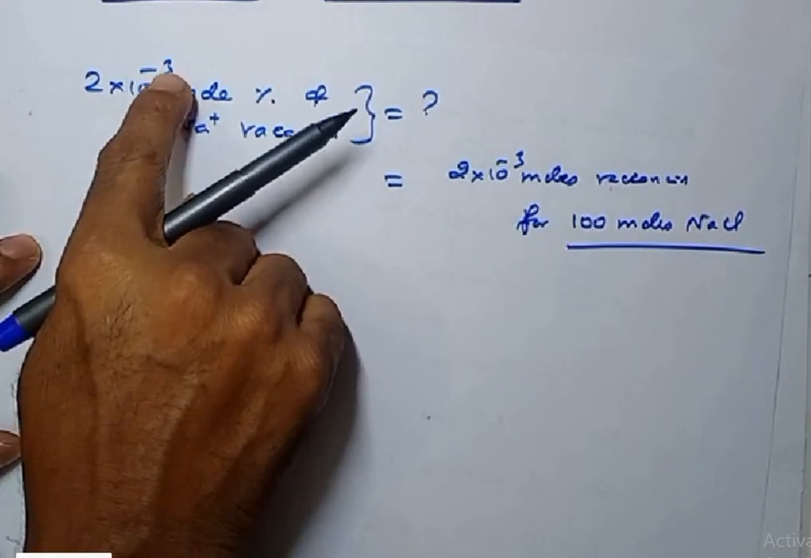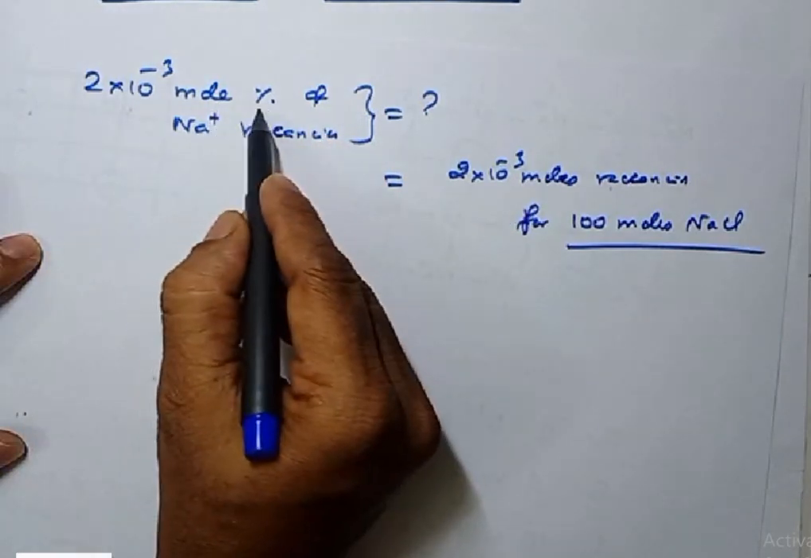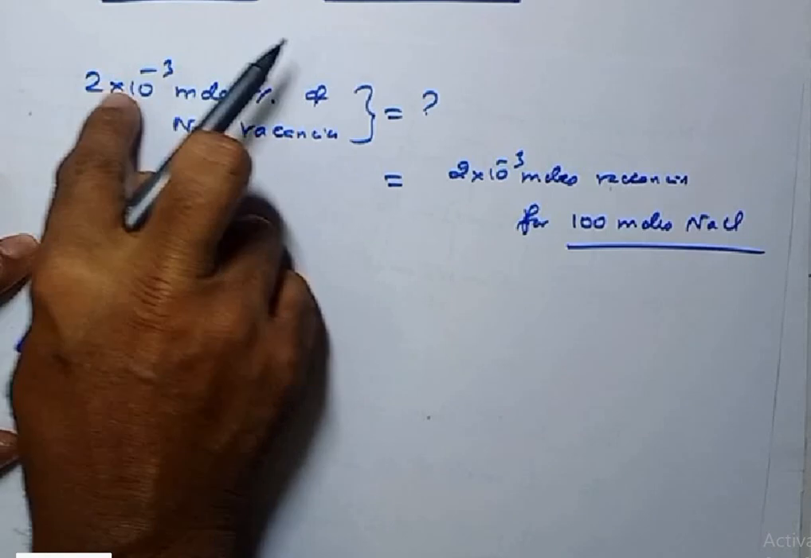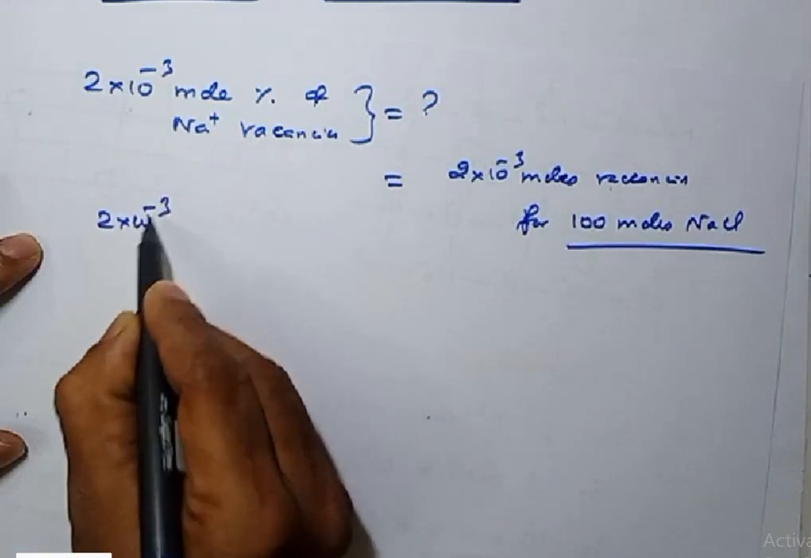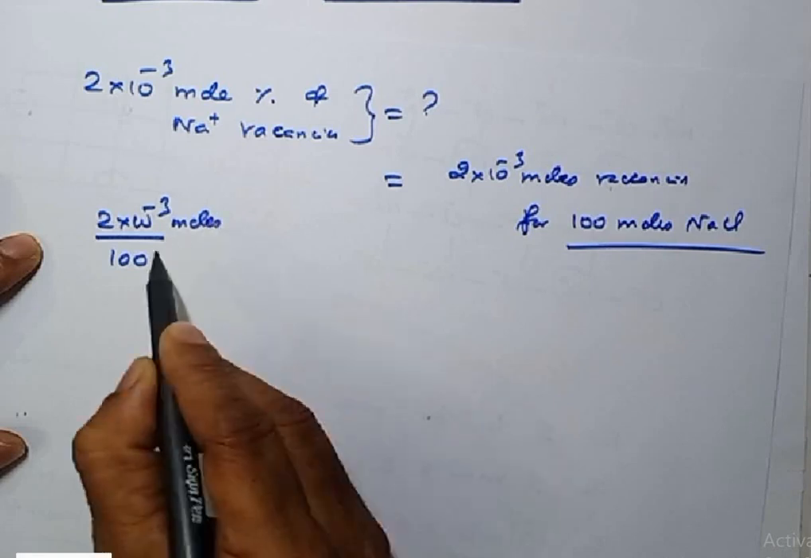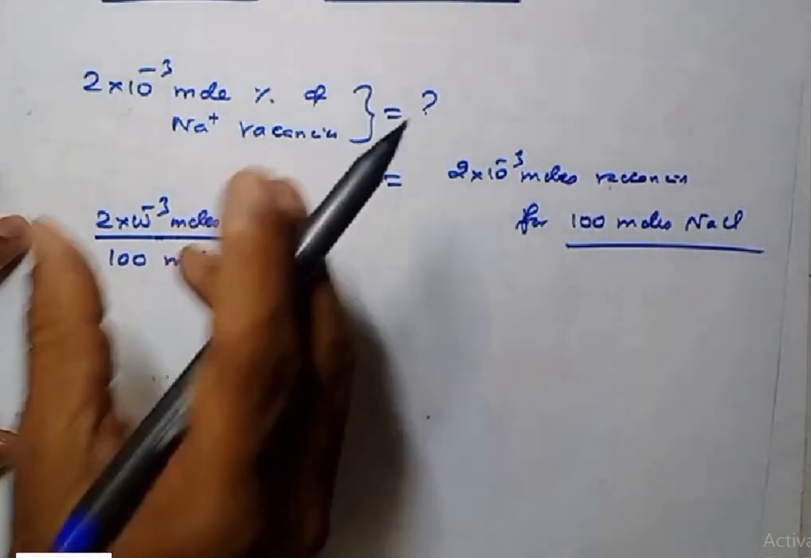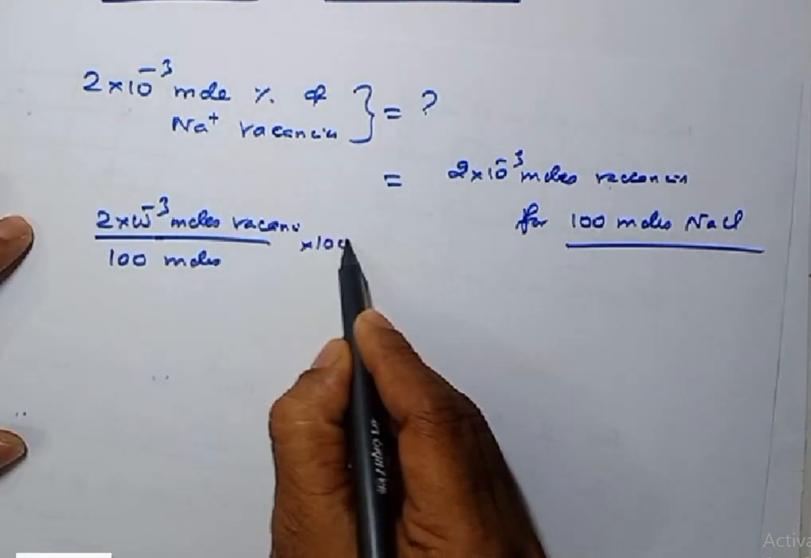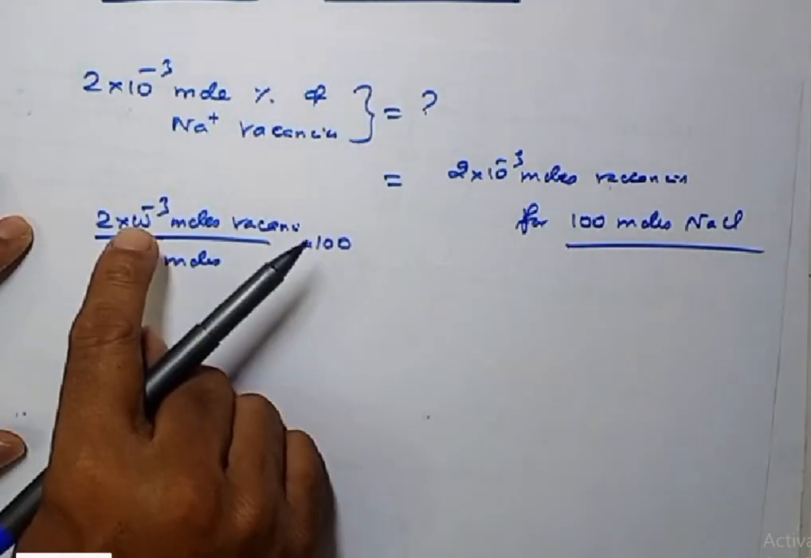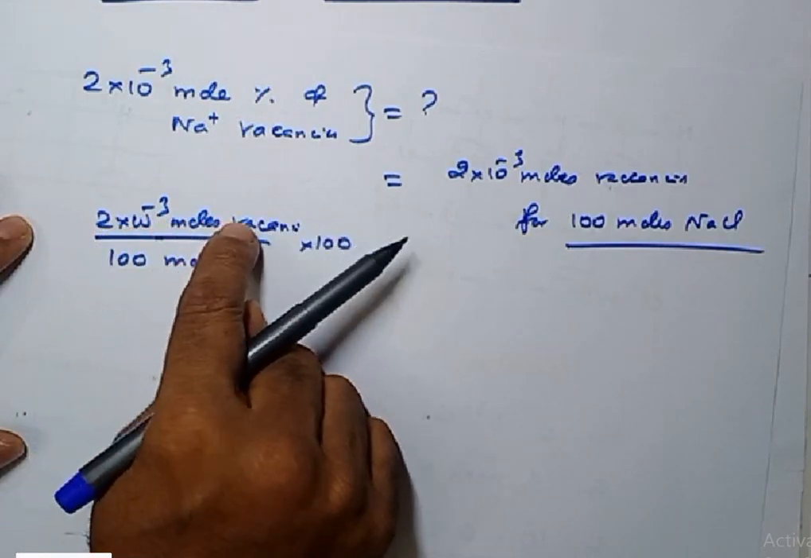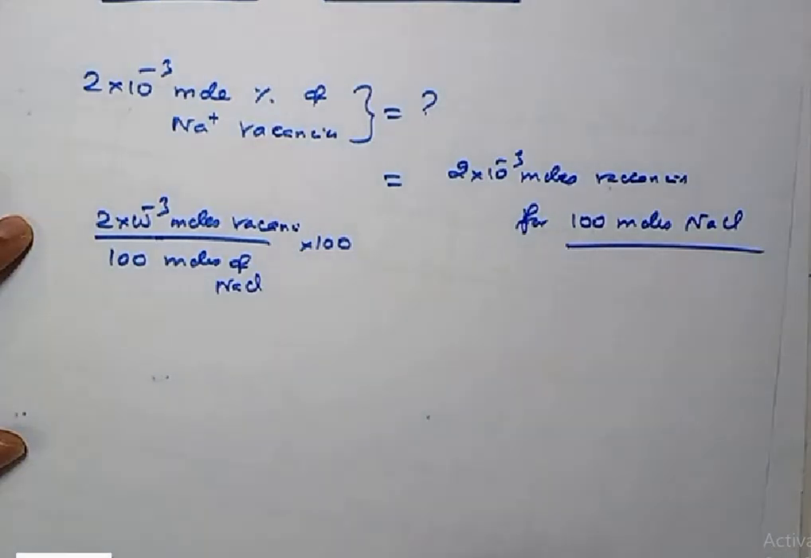What is the meaning? 2 into 10 power minus 3 mole percentage of sodium ion vacancy means that we have this many moles of vacancies for 100 moles. That is, 2 into 10 power minus 3 moles of vacancies divided by 100 moles of the crystal. If you want to convert to percentage, you must multiply this by 100. So the 100 cancels, and you get this. 2 into 10 power minus 3 mole percentage means 2 into 10 power minus 3 moles of vacancies divided by 100 moles of the crystal. The crystal is sodium chloride now.